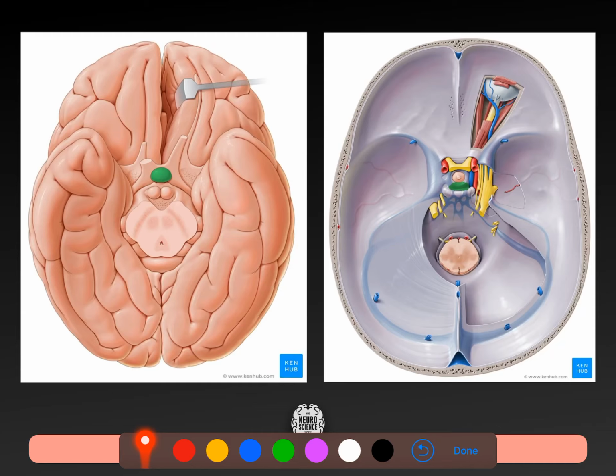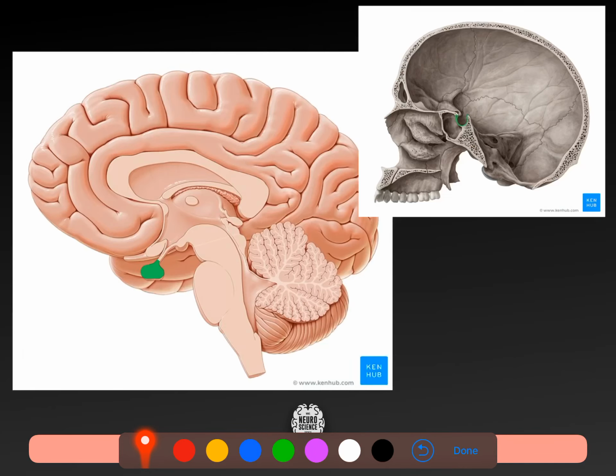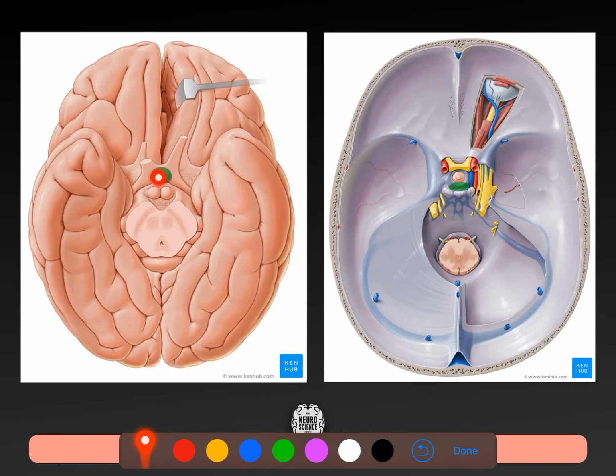So from an inferior view, you can see a wonderful pituitary gland here with the optic chiasm right above it. So here's your optic chiasm. Here's the pituitary gland. Here's the optic chiasm with the optic nerves and tracts. Here's the pituitary gland. We have the mammillary bodies here and the midbrain here.